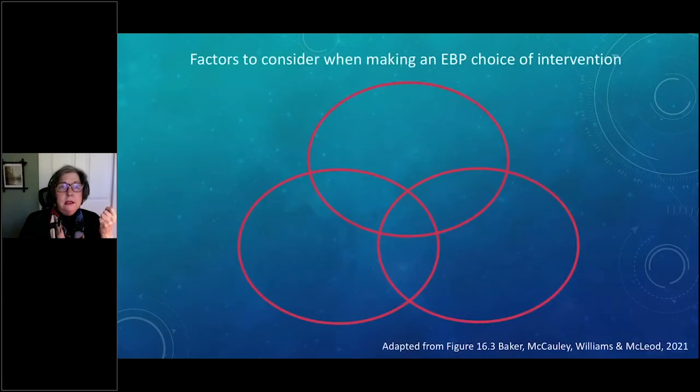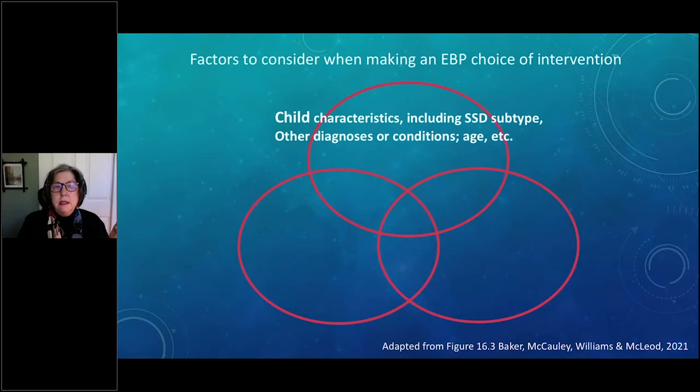Now, this set of rings probably looks pretty familiar to you in terms of what we consider when we make an evidence-based choice of an intervention. I'm using them a little bit differently here because, in fact, I think that as we make an evidence-based choice, we need to consider child characteristics. Now, usually in this place, you would hear about the individual being served, their preferences, their cultural background, etc.